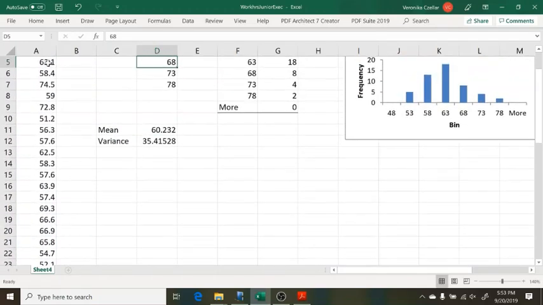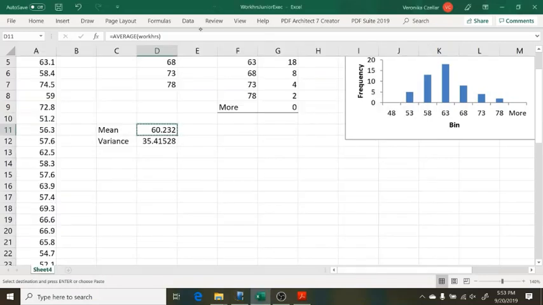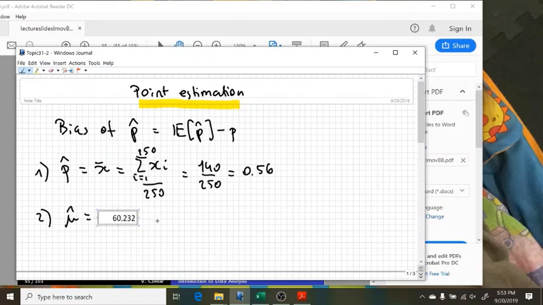And I have my sigma square estimate, right? So this is my mu hat, and the following one is my variance estimate. So for mu hat, I have 60.23, and for sigma square, I have 35.415, right? That's my estimate for sigma square.